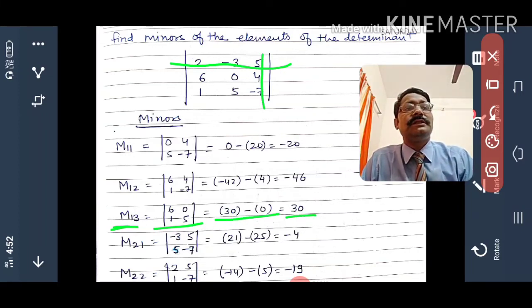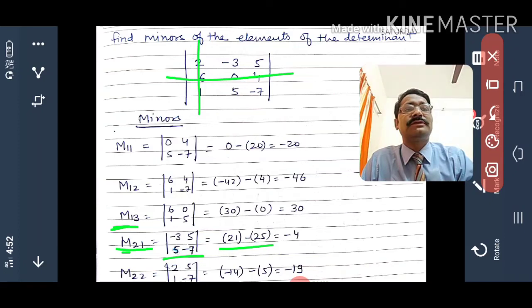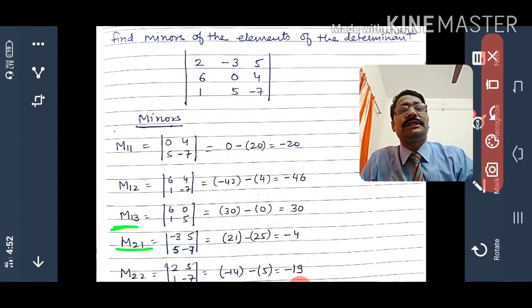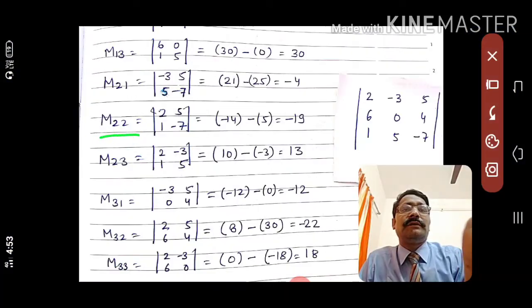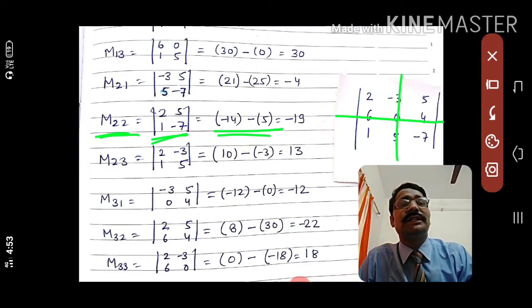And next is here, that is M21. M21 means second row and first column will not take. So remaining elements will be minus 3, 5 and minus 7, that you cross multiply, you will get 21 minus 25, that is minus 4. Same as it is, we find here M22. M22 means here second row and second column will not take, you get 2, 5 and 1 and minus 7, that you write here, you cross multiply, you get minus 14 minus 5 equal to minus 19.